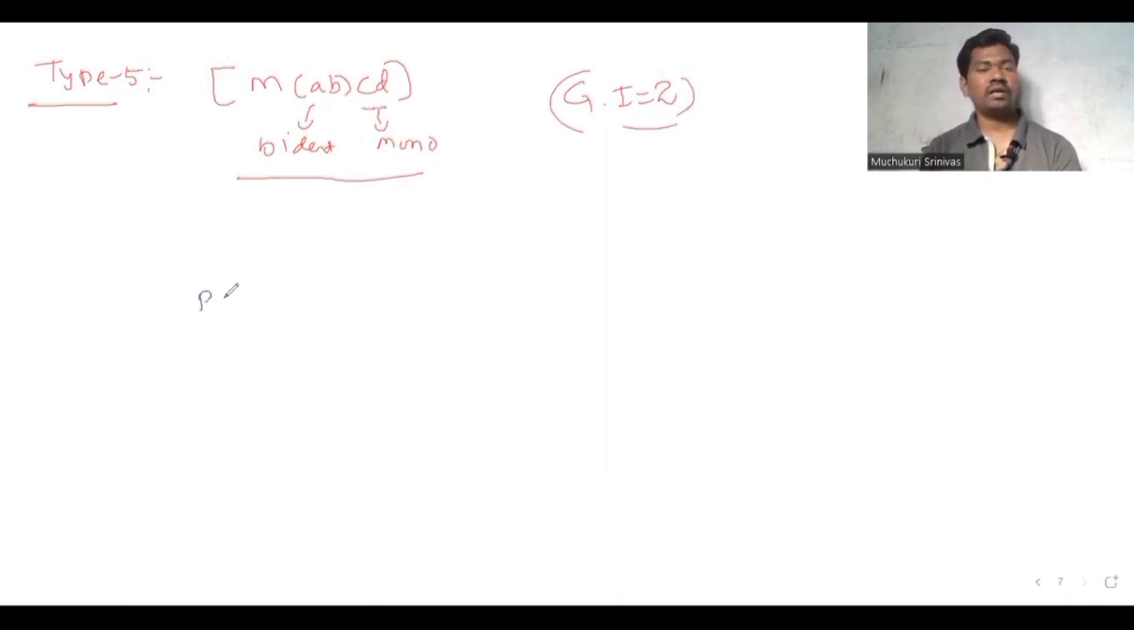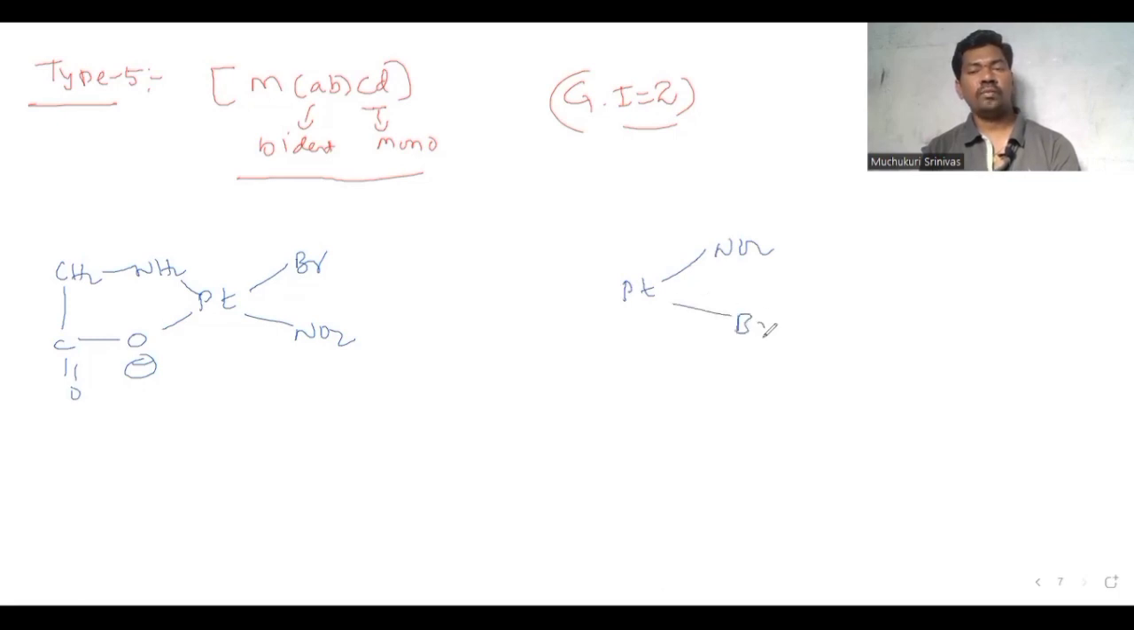For example, platinum, here bromine and a nitro group you can take, and on another side only the bidentate ligand you can take, C double bond O, then CH2 and NH2. So this is one of the two isomers. Next, platinum NO2 and Br, O minus, C double bond O, then CH2 and NH2. This is another isomer. So okay, students, these two are different isomers. Two isomers are possible in this case.